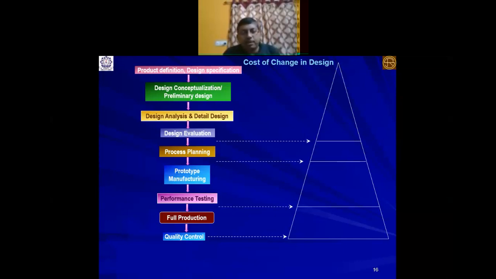Let us say product definition, then specification, conceptual design, preliminary design, then analysis, modeling, simulation analysis, clubbed here, then design evaluation, process planning, manufacturing, performance testing, full production, and quality control. These are the activities. Now in design, you know that after doing analysis and all these things, design evaluation has to take place.